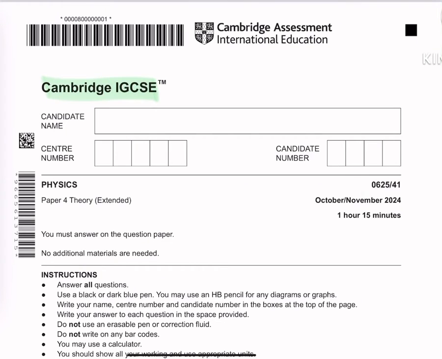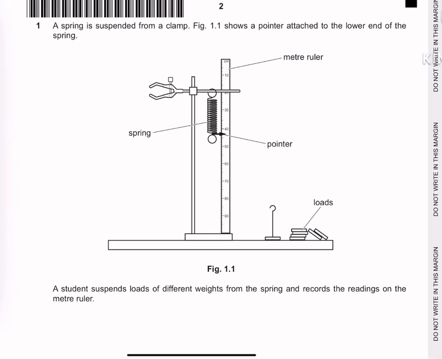Cambridge IGCSE 0625 October November 2024 Paper 41. Question 1. A spring is suspended from a clamp.